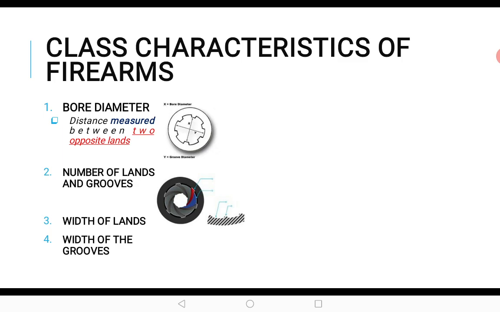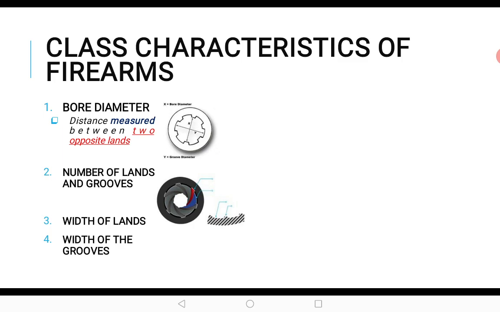Next, number of lands and grooves. The number of lands and grooves inside the barrel of a given firearm is always the same or equal. It may run from 3 to 8, but in most modern firearms they are 5 and 6. Next, width of lands. Again, it is dependent upon the bore diameter of the gun. The grooves, the width and the number. The lands are the remainder of the circumference after subtracting all the groove widths.